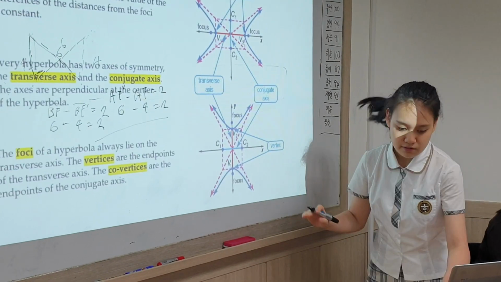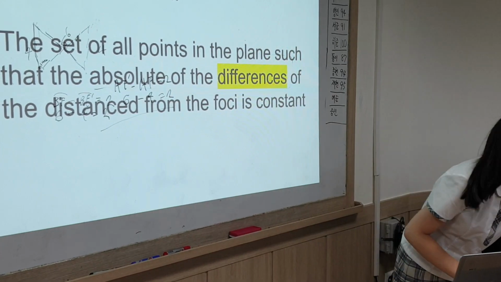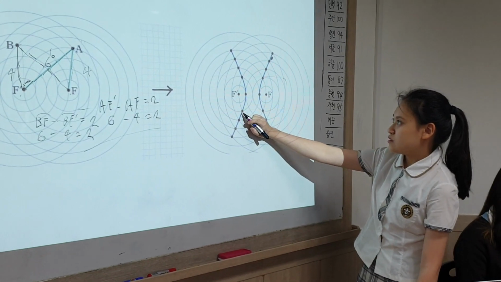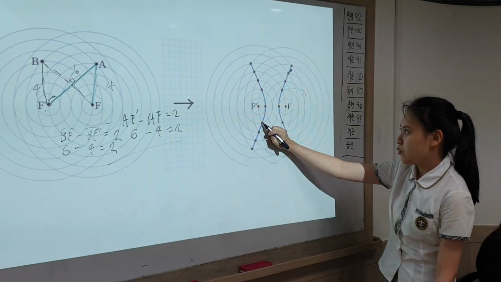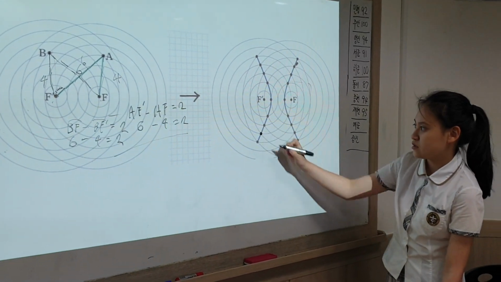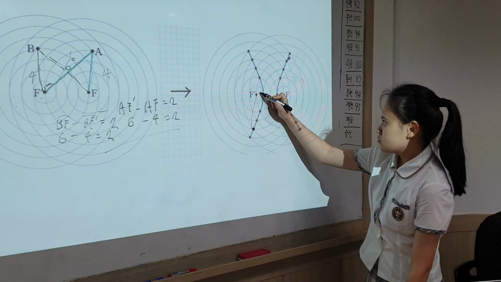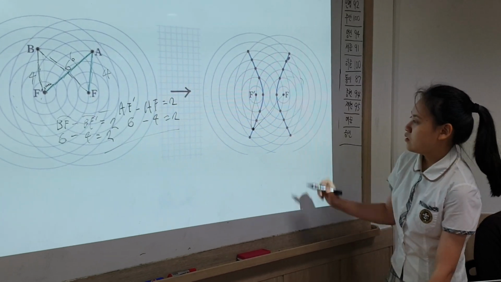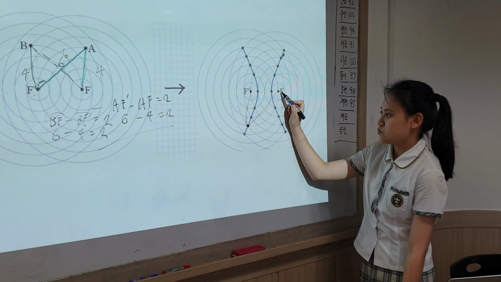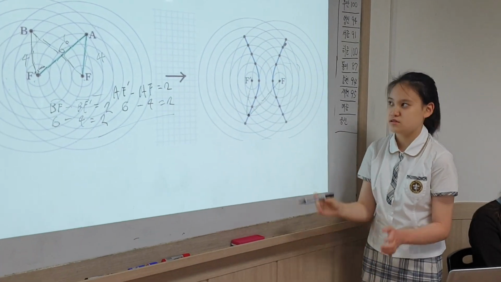So let's see the difference between the point and the two foci, which is 2 for all of them. Let's start with this dot, for example. If we compare here to here, the distance will be 1, 2, 3, 4, and here the distance will be 1, 2, 3, 4, 5, 6. So 6 minus 4 is 2, so it satisfies it.